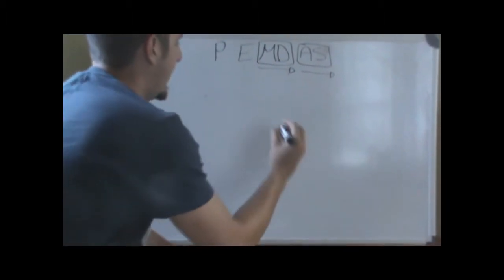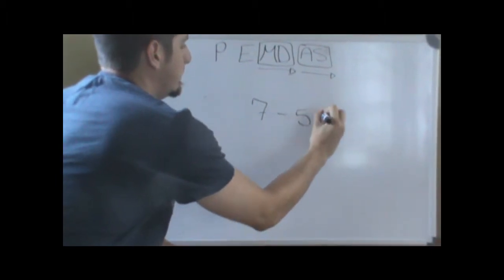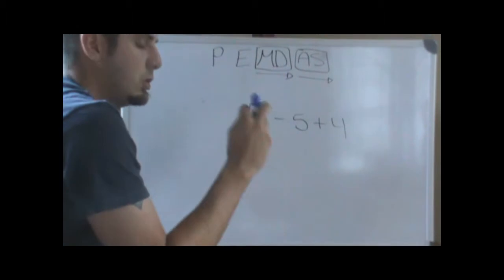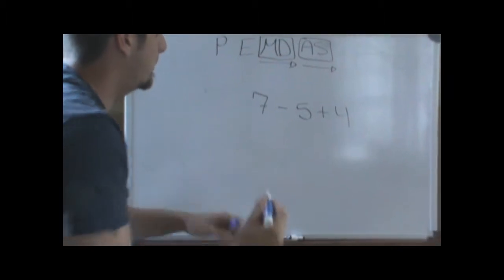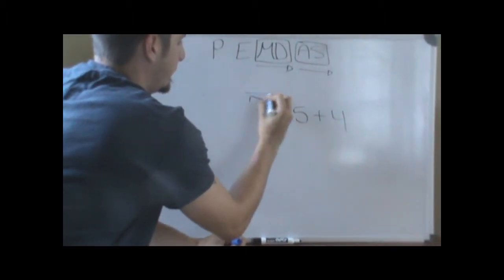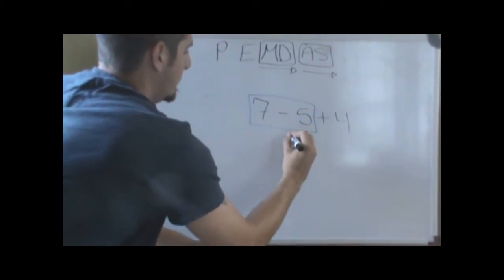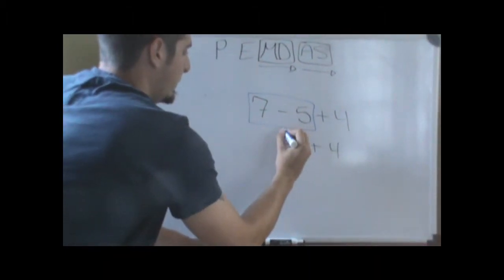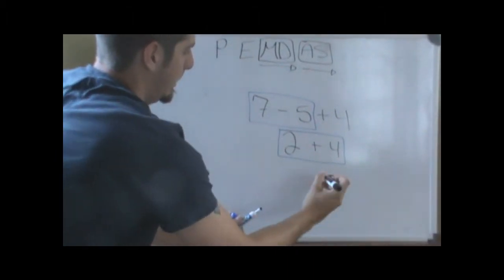So, for example, if we had 7 minus 5 plus 4, we wouldn't do 5 plus 4 first. Addition does not come before subtraction. You just go from left to right, doing whatever comes first. So in this problem, we would actually do 7 minus 5 first. 7 minus 5 gets us an answer of 2, and we would be left with 2 plus 4. And then to finish off the addition and subtraction, we do 2 plus 4, which gets us an answer of 6.